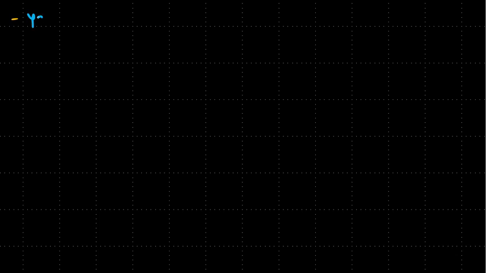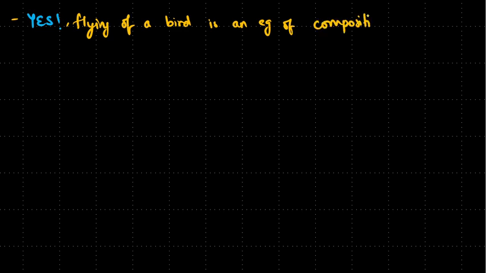Let's write it in full and give it some emphasis. So yes, flying of a bird is an example of composition of vectors. Let's talk about why. You can make all of these statements into a single paragraph, but I like to make them in points so that it's much easier to read.